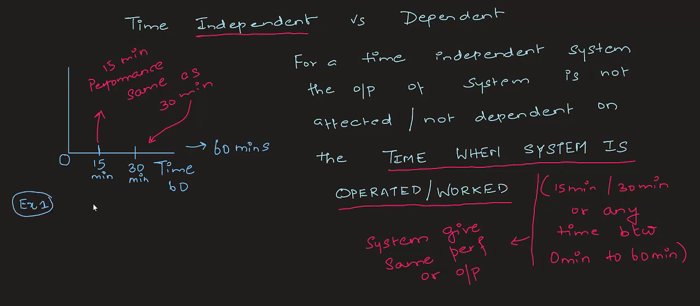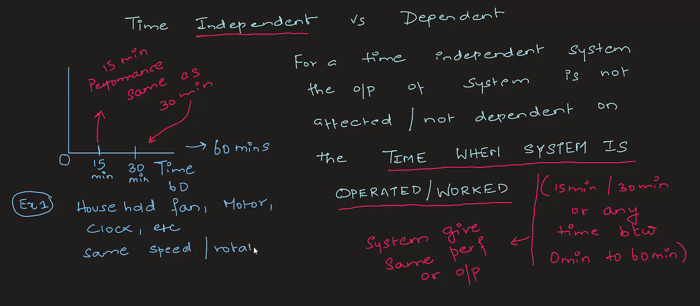An example of a time independent system is a household fan, a household motor, or any kind of rotating device, because the speed of the fan is the same every day. If you have a fan with a specification of 60 RPM, then the speed of the fan is going to be 60 RPM. Even an analog clock is driven with a crystal and its oscillations are the same every day. So the same speed or rotation happens every time, every day.